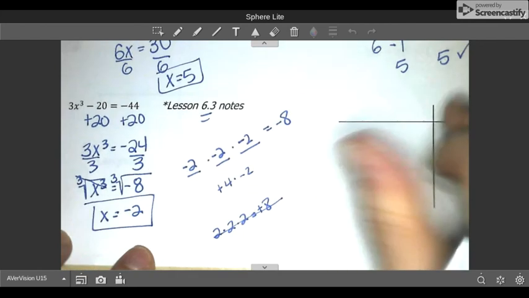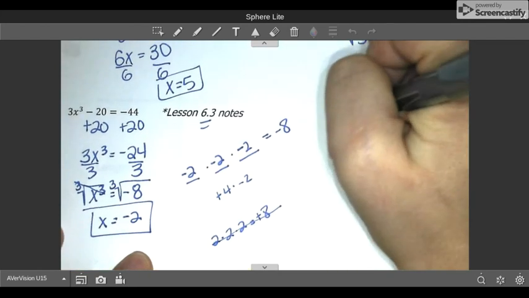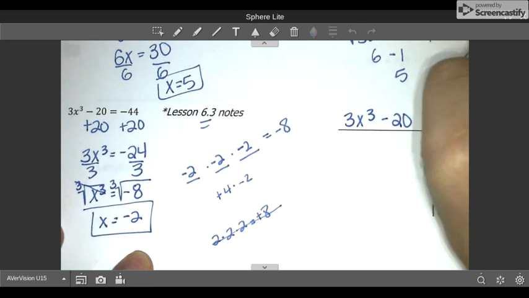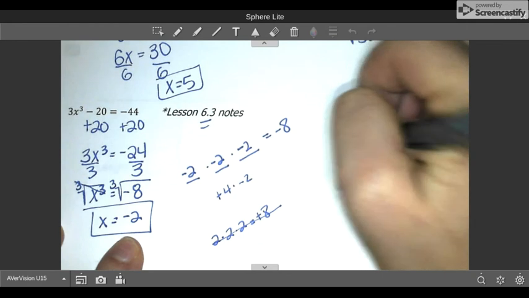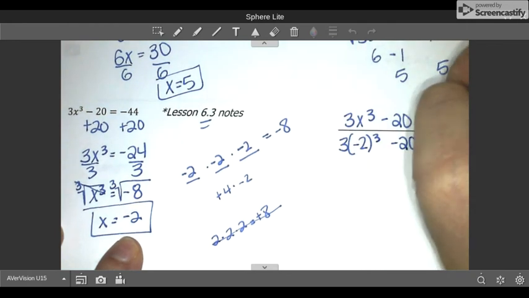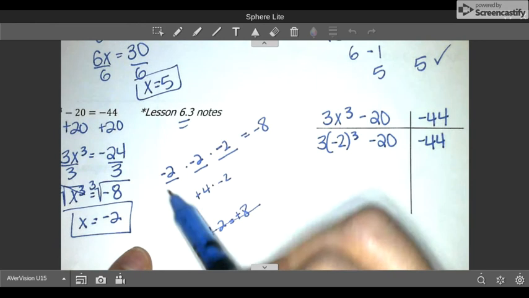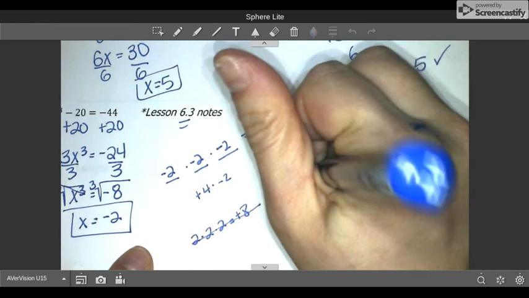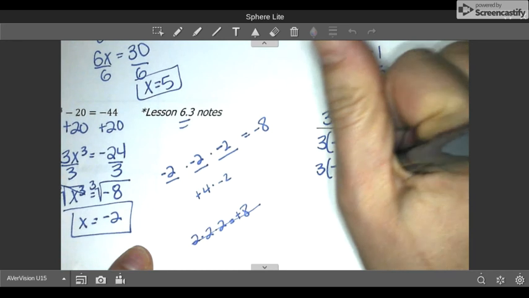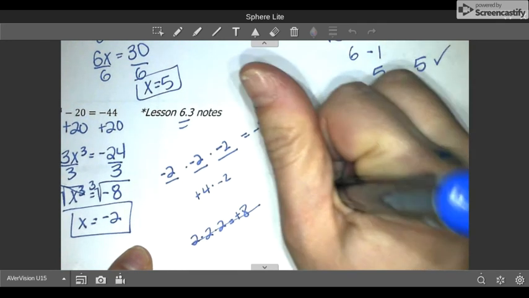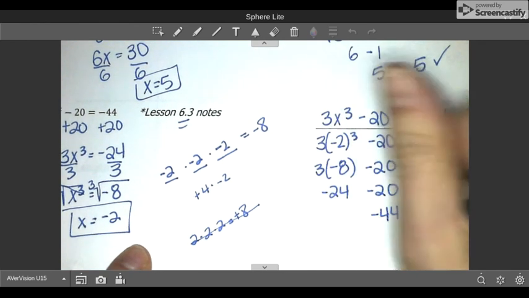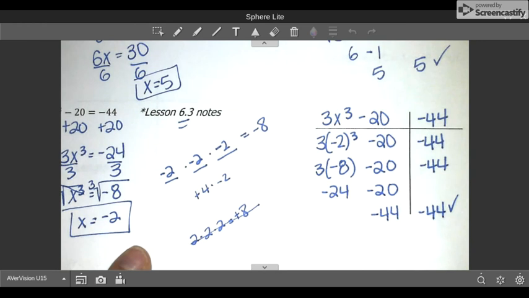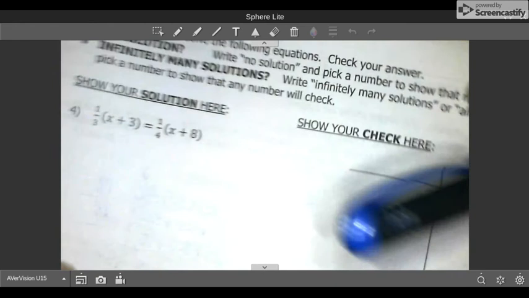Okay, now when we do our check, we have 3x cubed minus 20 equals negative 44, and I'm going to plug in -2. So 3 times -2 cubed minus 20 should be -44. And I already know that -2 cubed is -8. So 3 times -8 minus 20 has to be -44. -24 minus 20 is -44. Checks out, and we're done with this page. So let's flip the page. Go to this next one.